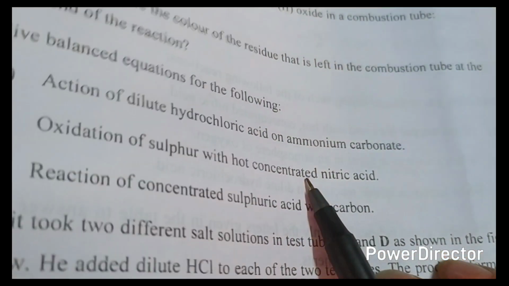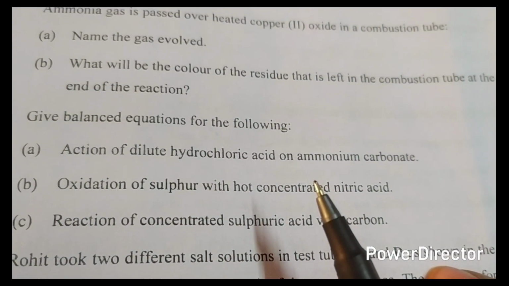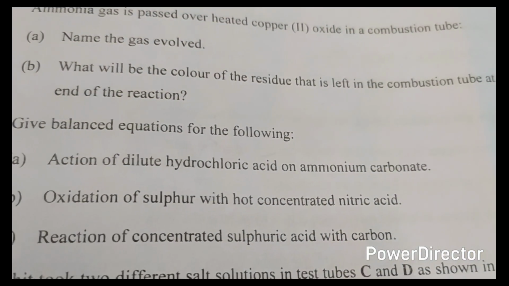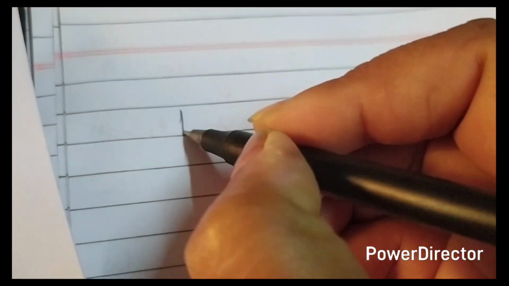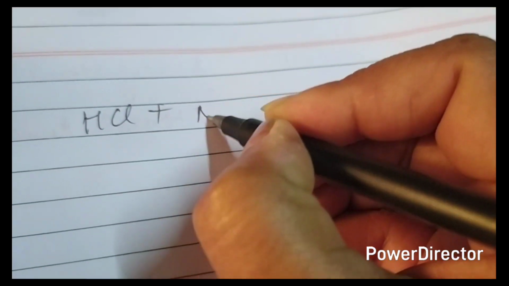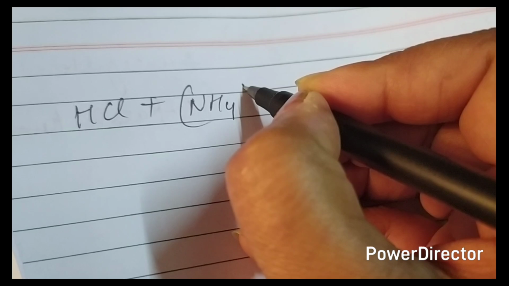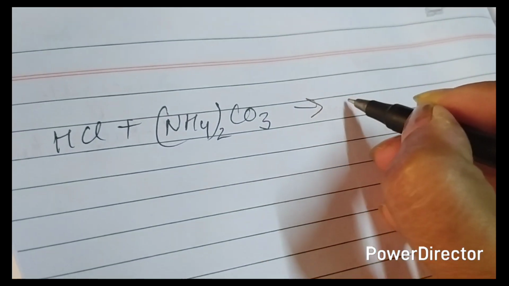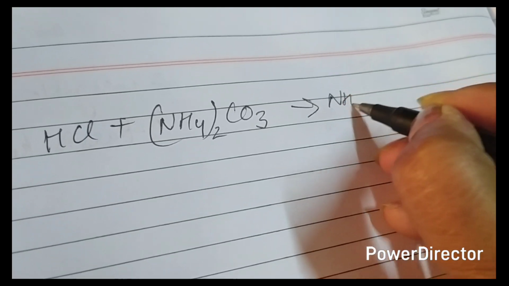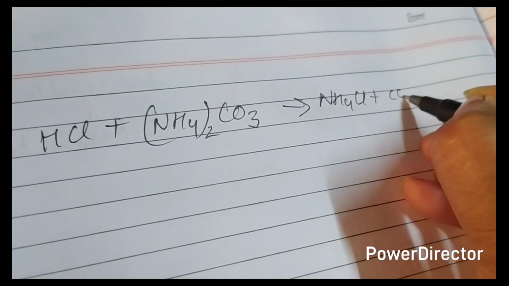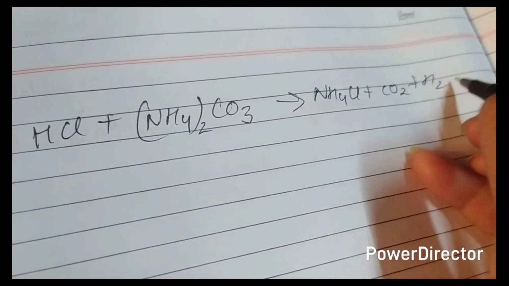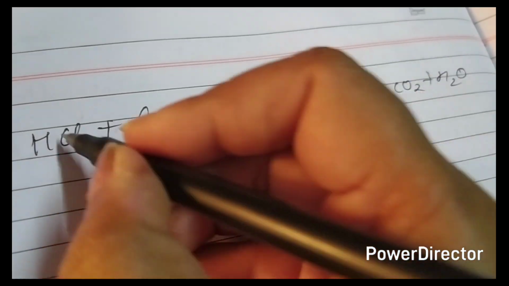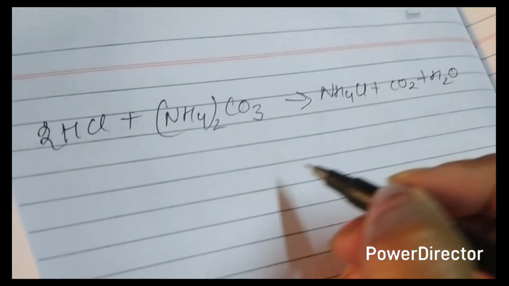Give balanced equation for the following. Number first is action of dilute HCl on ammonium carbonate. So let's write here HCl plus ammonium carbonate. You will get here ammonium chloride and CO2 and water, and then you have to balance it. So this is the equation for the first one.